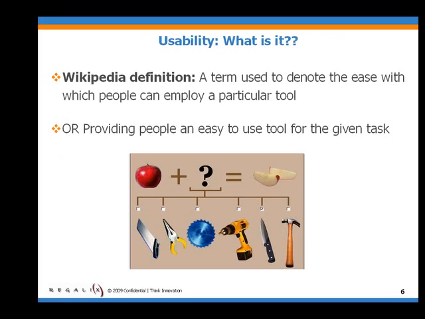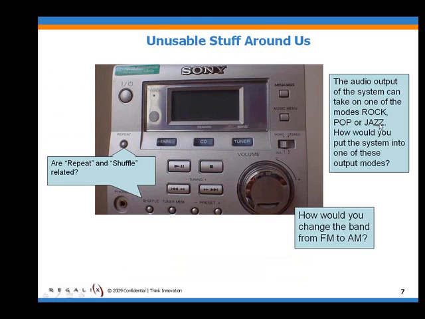Starting with the definition, as per Wikipedia, it's a term used to denote the ease with which people can employ a particular tool. I would actually like to modify it a bit because usually it's a jazz, those are the options that I have. Again, how do I switch between these modes? Unless I fiddle around, I don't know. So it's not very clear.